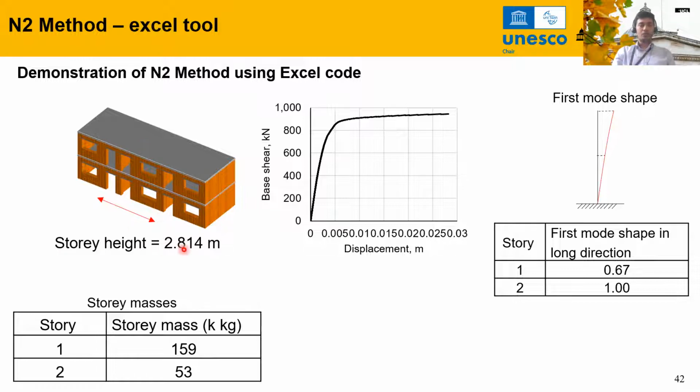The story height, 3-story, story height 2.814, story masses I have already computed. The first story mass is more because I'm considering half above and half below, and the top story mass is only the half story here. I'm also giving you the first mode shape, because that's what we use for getting the lateral load pattern. So this is 0.67 and 1. This is the first mode shape.